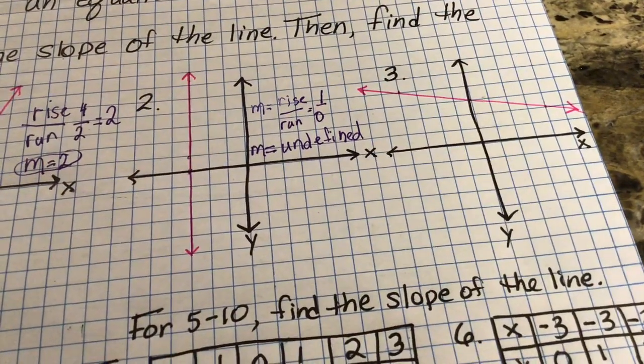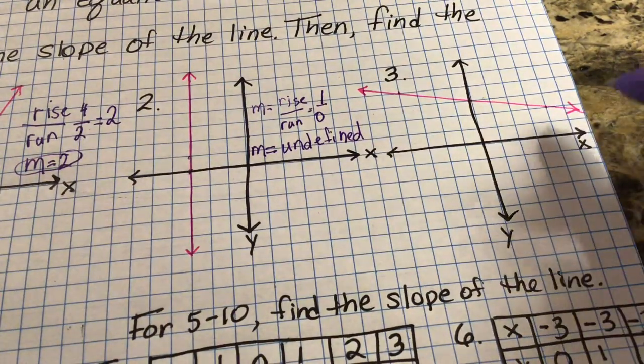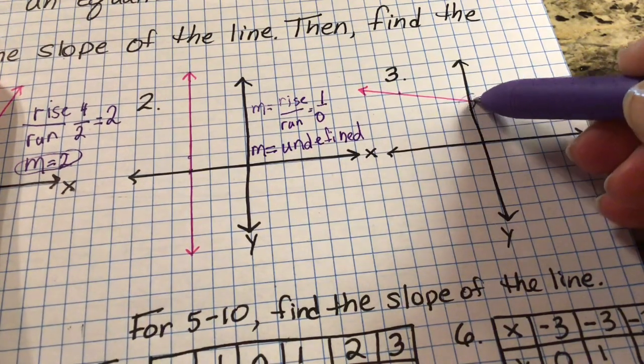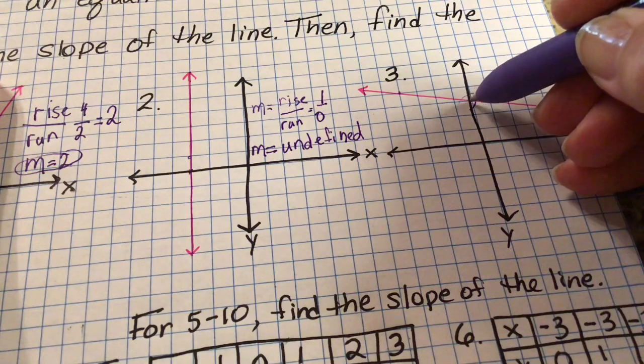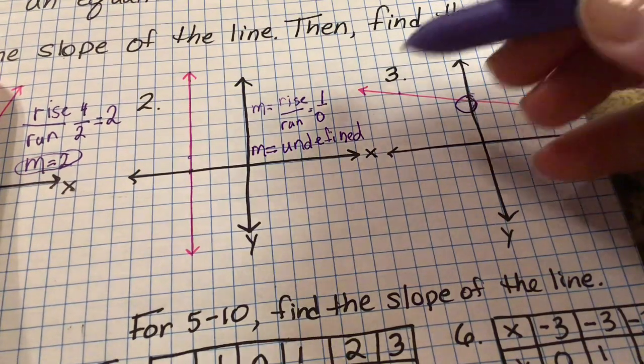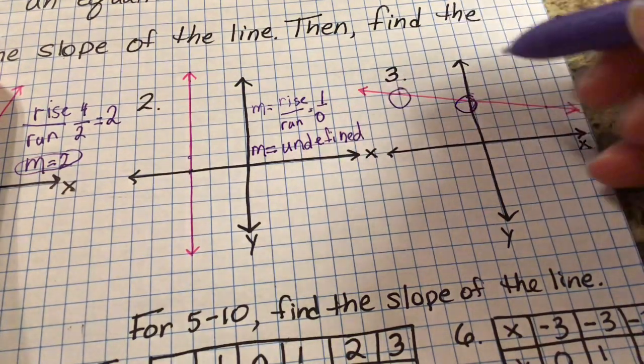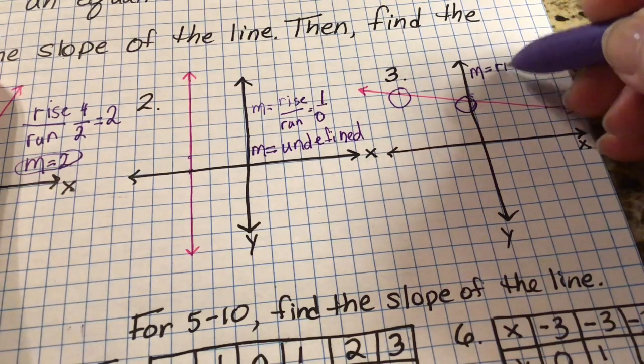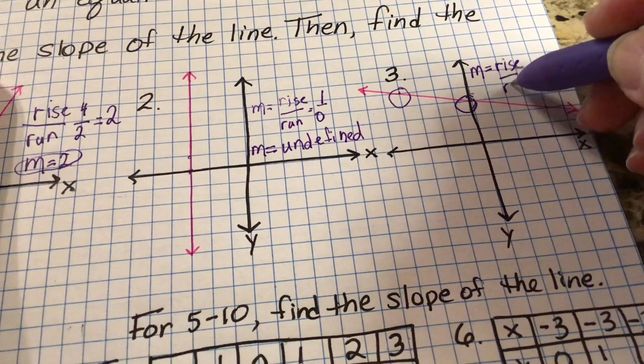That's definitely not a vertical line. And I'm going to select this point, which is that y-intercept where that graph crosses the y-axis. So I'm going to select this point and this point. And I'm going to find the slope. Slope is rise over run.